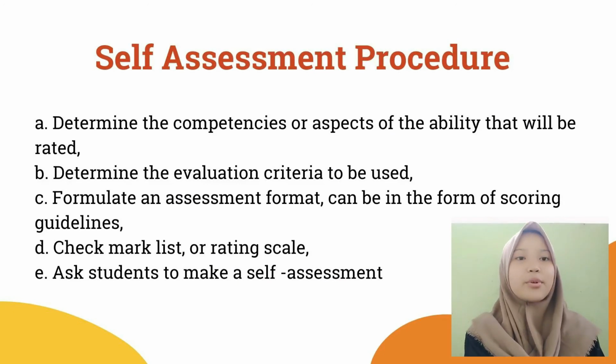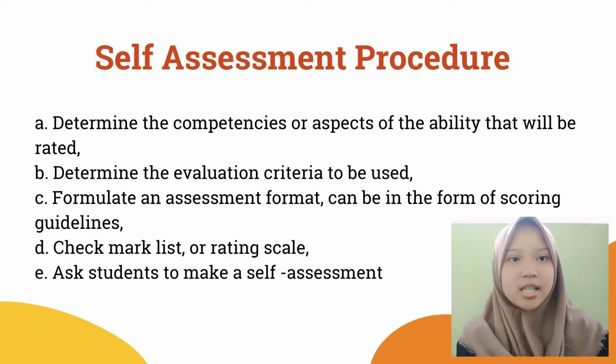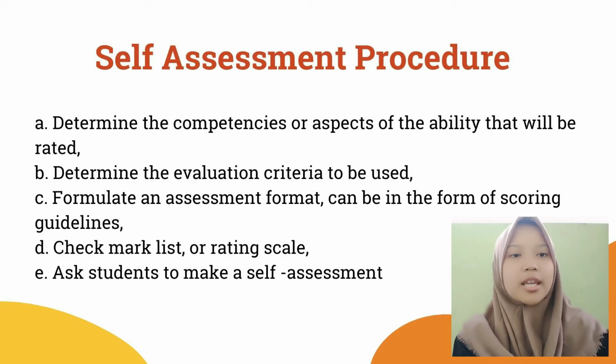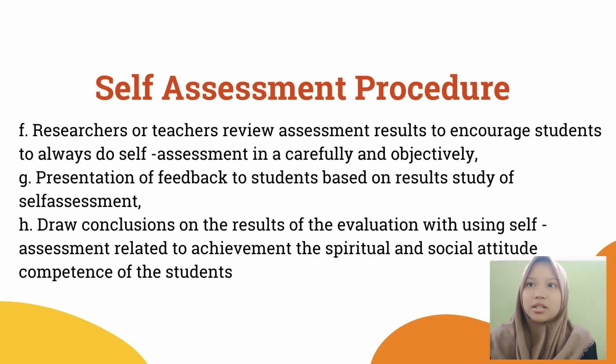In the self-assessment procedure, there are 8 steps. The first is to determine the competencies or aspects of the ability that will be rated, then determine the evaluation criteria to be used, then formulate an assessment format, which can be in the form of scoring guidelines, check mark list, or rating scale, then ask students to make a self-assessment, then researchers or teachers review the assessment results to encourage students to always do self-assessment carefully and objectively.